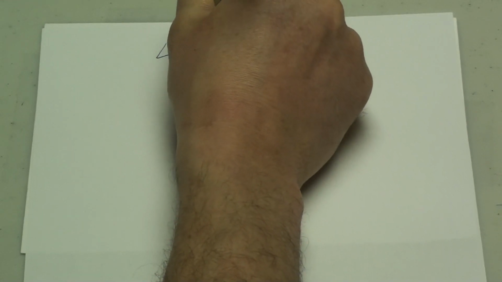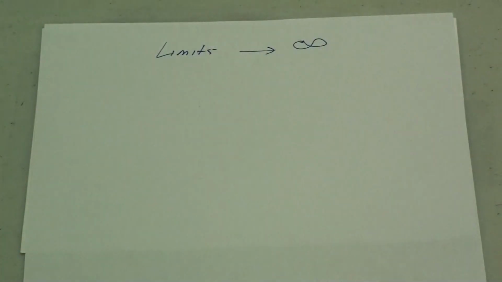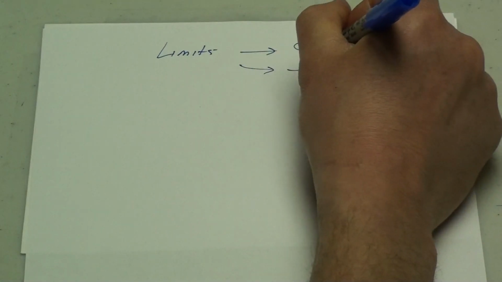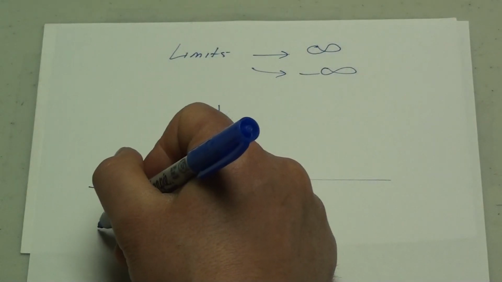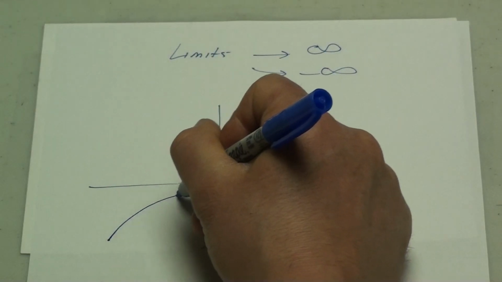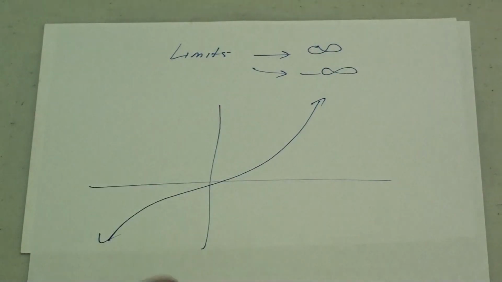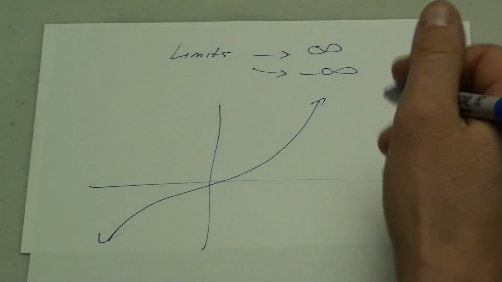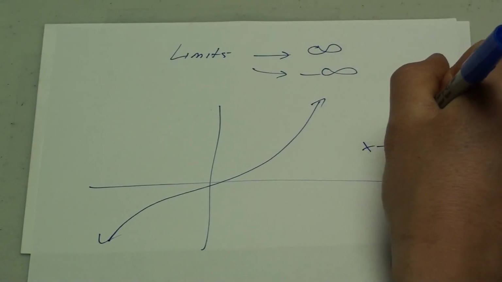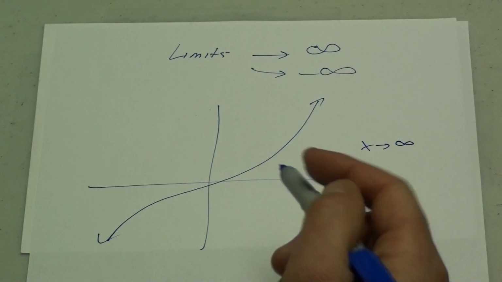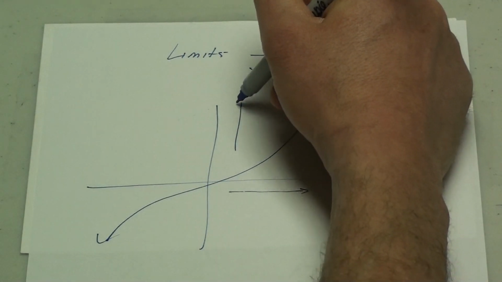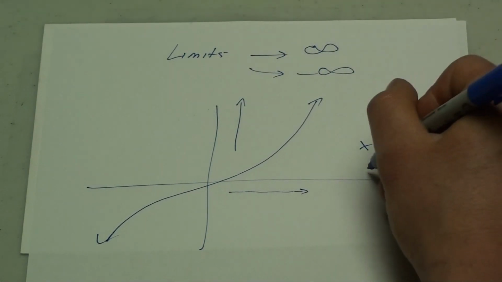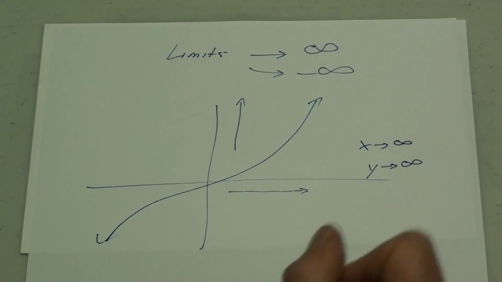Okay, this lesson we're going to explore limits going to infinity, or possibly negative infinity. So if we take a graph, and let's have this graph something like this. As x approaches infinity, what is happening to the y? As x gets bigger and bigger and bigger, what's happening to the y? In this case, it's going to be growing higher and higher and higher as well. So in this case, my y is going to approach infinity.